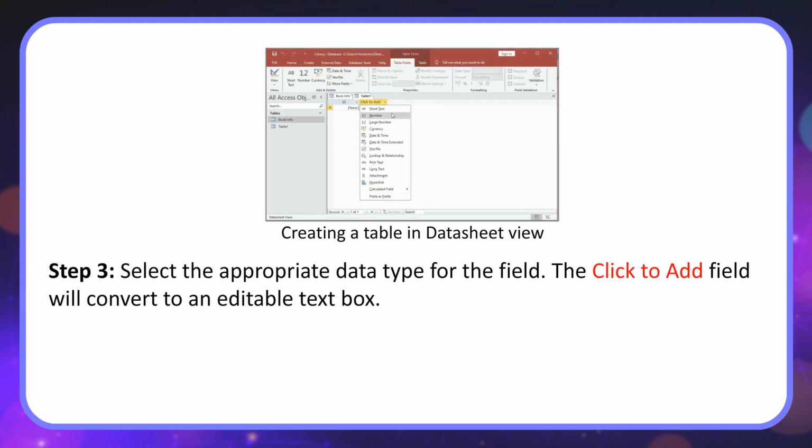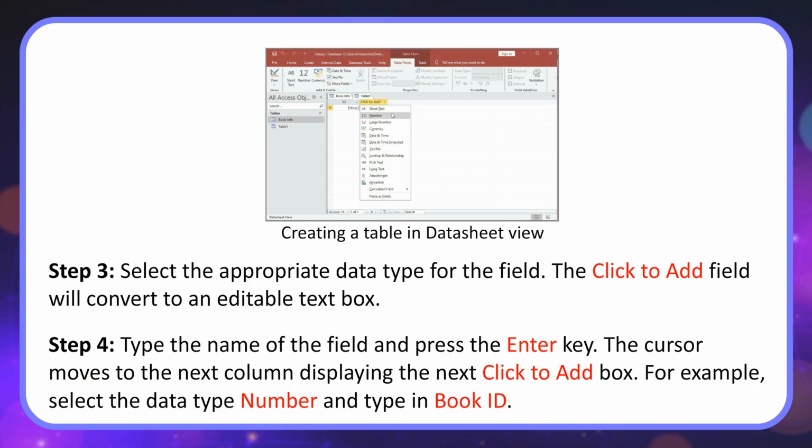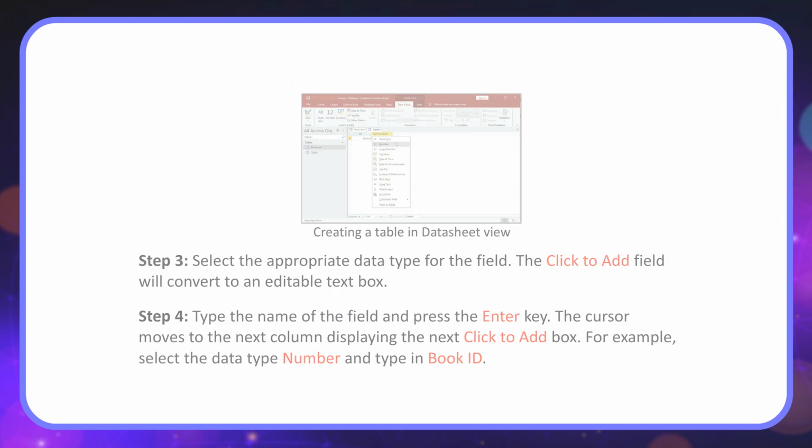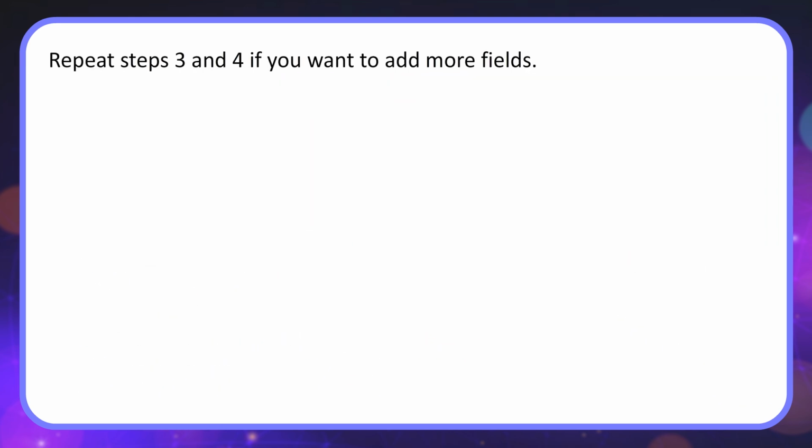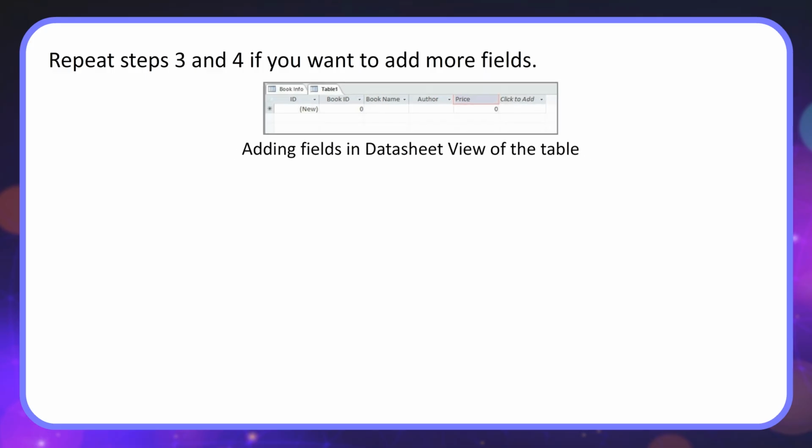Step 3. Select the appropriate data type for the field. The Click to Add field will convert to an editable text box. Step 4. Type the name of the field and press the Enter key. The cursor moves to the next column displaying the next Click to Add box. For example, select the data type Number and type in Book ID. Repeat steps 3 and 4 if you want to add more fields.